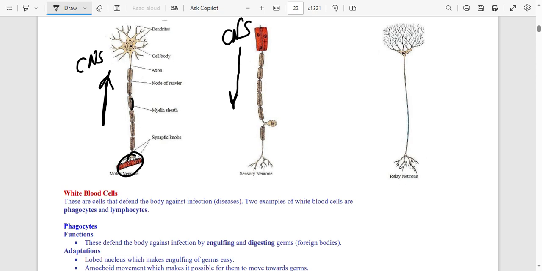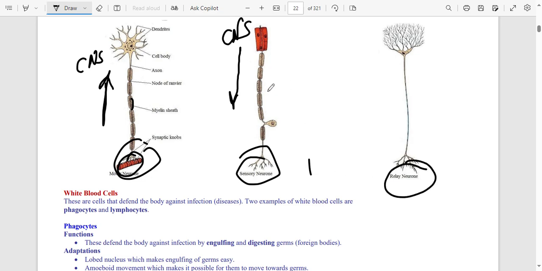And then you have got a relay neuron. Now the relay will be able to connect these two neurons. It will be able to connect the sensory neuron and the motor neuron. That's the function of the relay neuron.